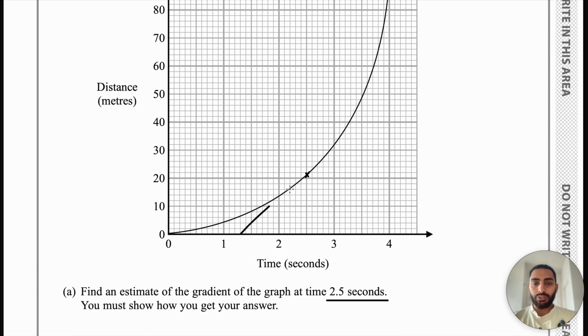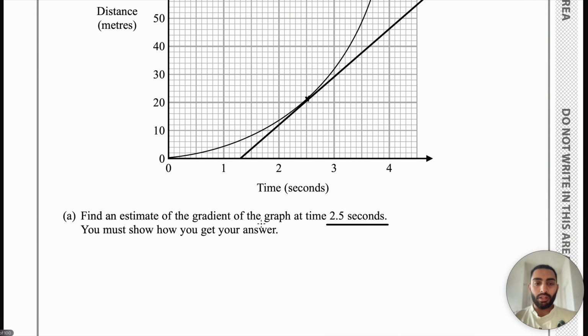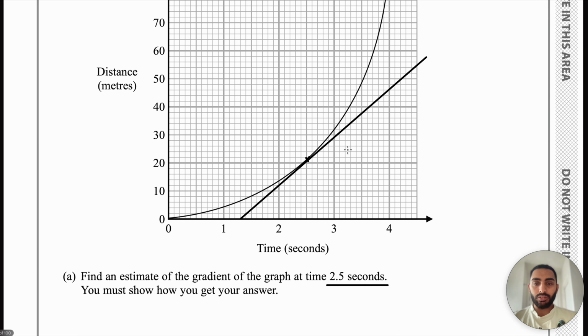I'm going to draw a straight line that just touches the line where 2.5 is. So my line would look something like this. The next thing that I'm going to do, I'm going to look for a nice coordinate. So I can see this one here that just starts on 3. So I've got this one, which is around 28. I'm going to go across by 1.